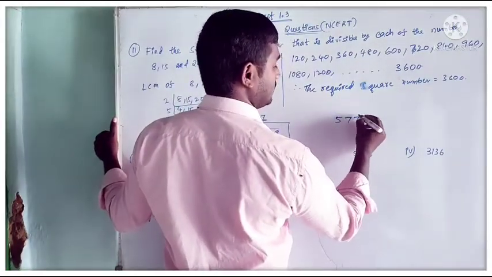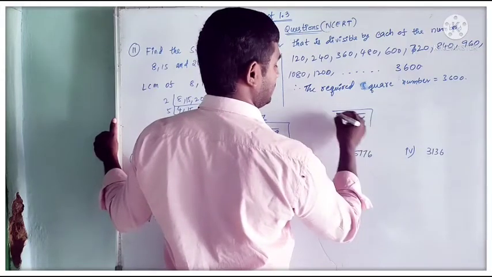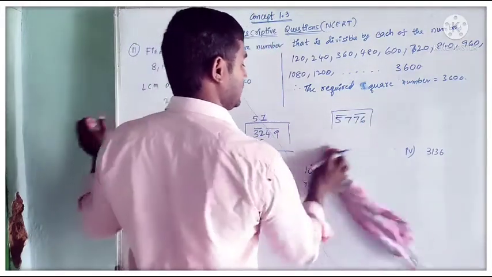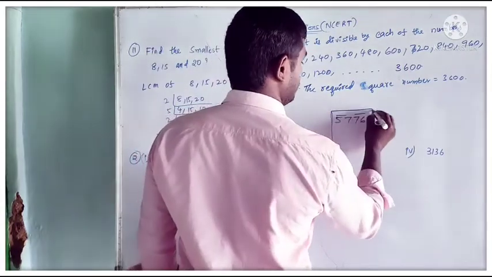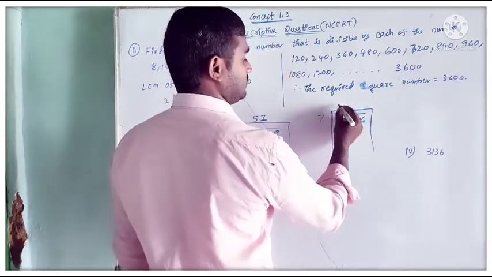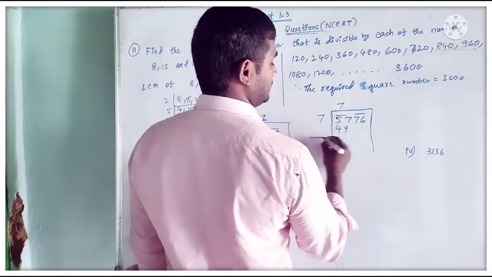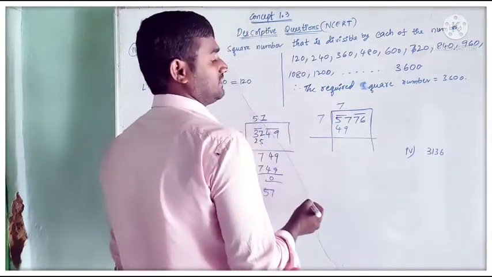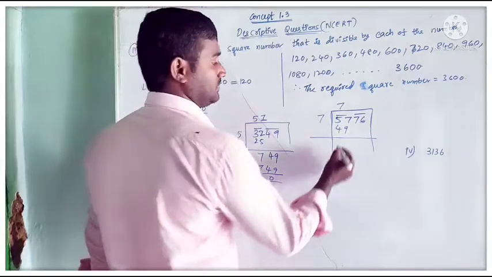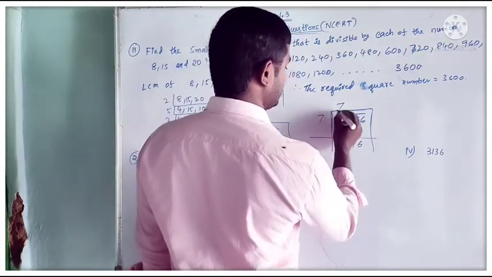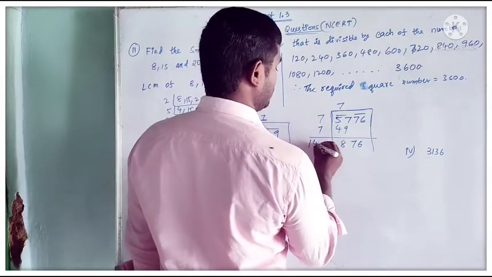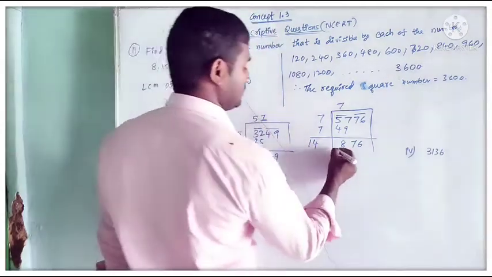Next, 5776. Okay, make a bar and write it down here. Next, what is the nearest square to 57? 49. Yes, so 7 into 7, 49. And subtract. 57 minus 49, how much? That is 8. 876. So this 7 we need to add here. 14.